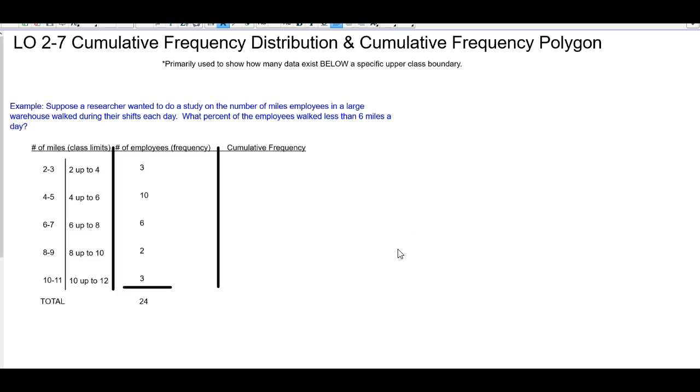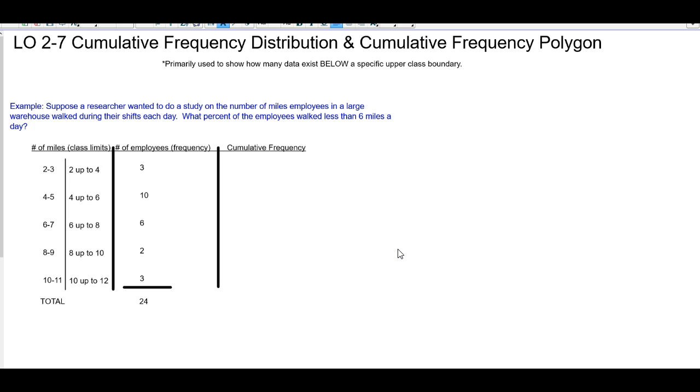Learning Objective 2.7 is about cumulative frequency distributions and cumulative frequency polygons, and it's exactly what it sounds like. Cumulative is a total or the sum of something, and so we are looking at the sum of the frequencies here. Now we usually use this to show how many data exist below a specific upper class boundary. So let's take a look at an example.